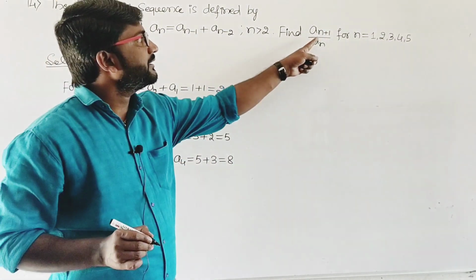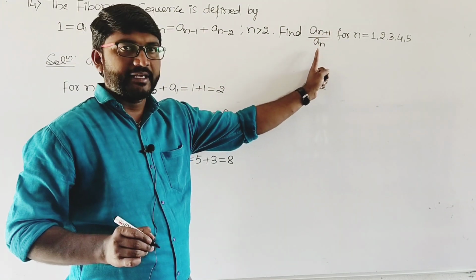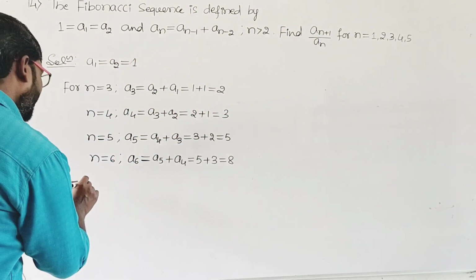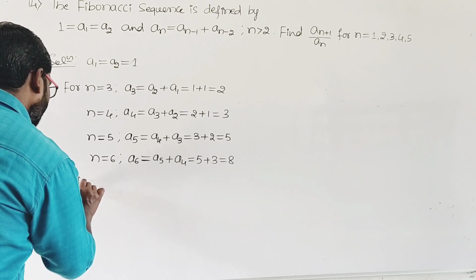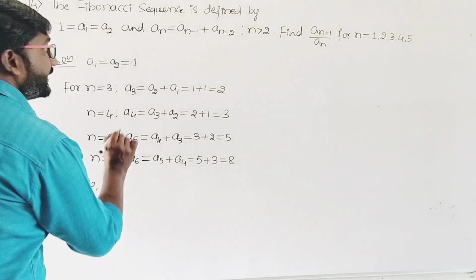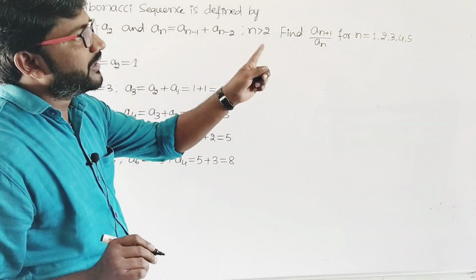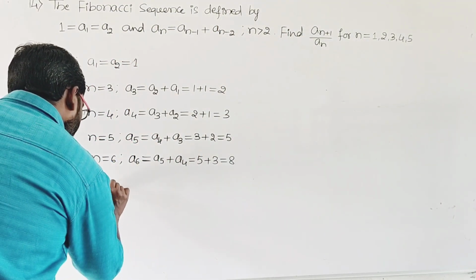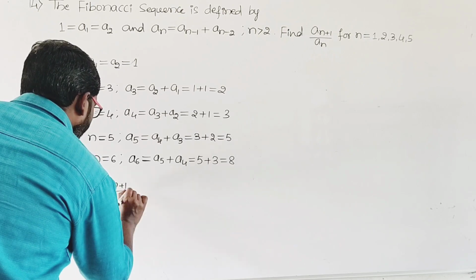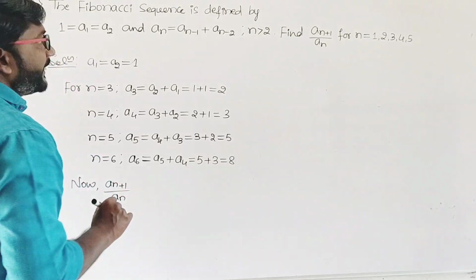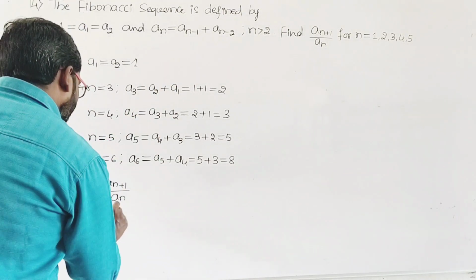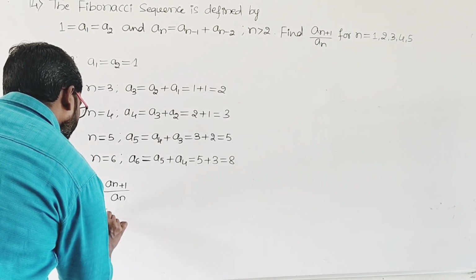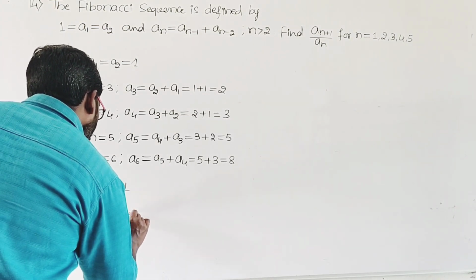Now I will go for a(n+1) divided by a(n). So now, a(n+1) divided by a(n) for n equal to 1, 2, 3, 4, 5. So here a(n+1) divided by a(n). Let us go for n equal to 1.